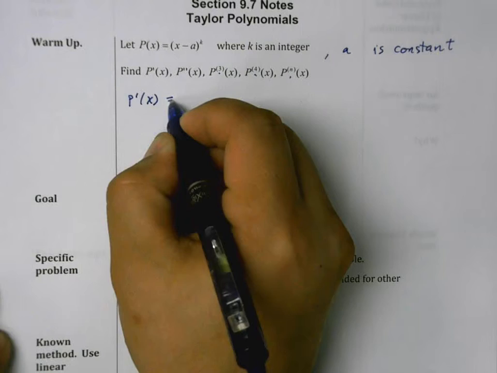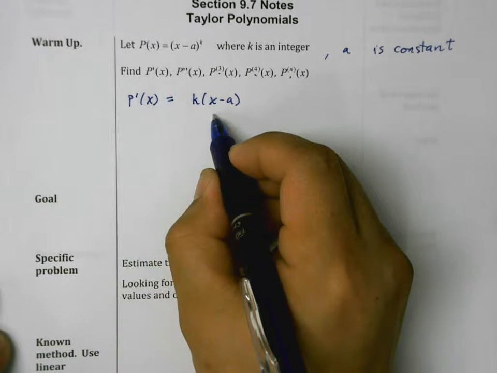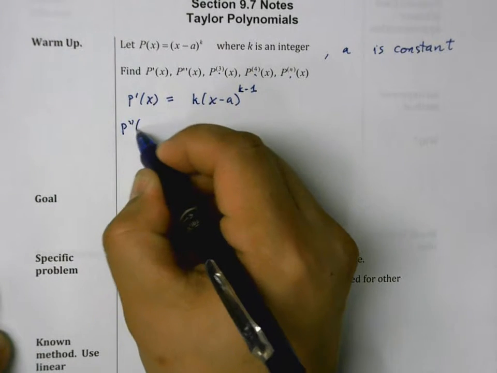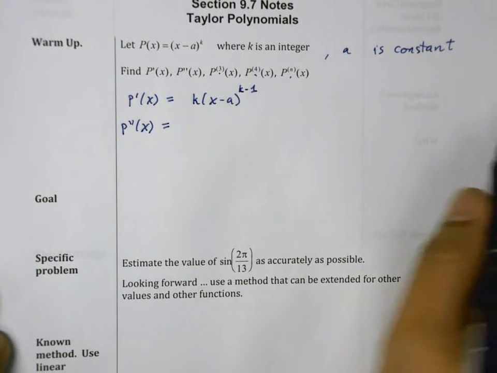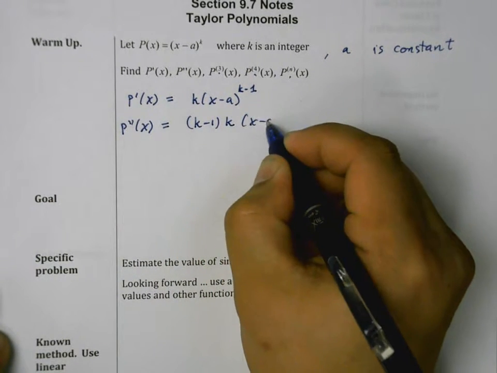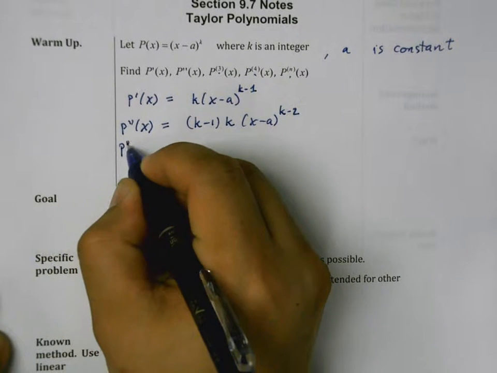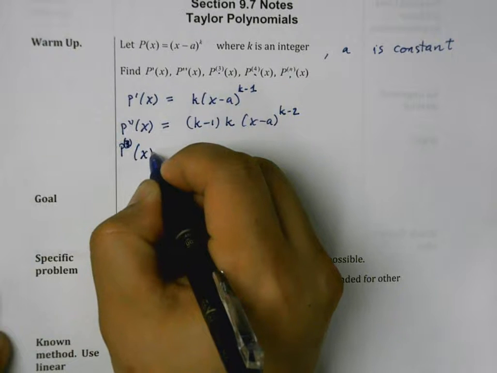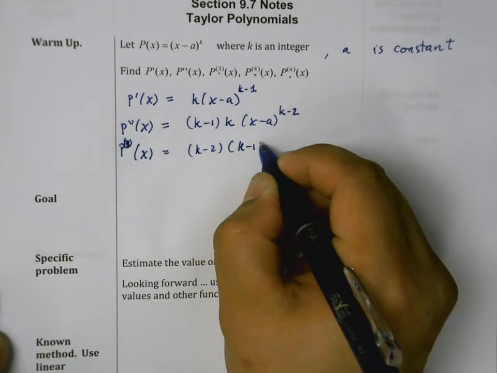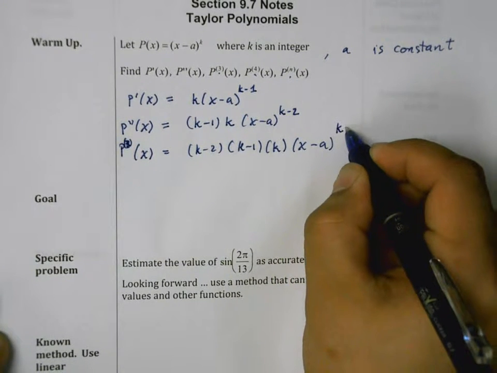So p prime, then, applying the power rule, should just be k times (x minus a) times the derivative of the inside function, which is just 1. Oh, and I forgot, this should have been k minus 1. Okay. Then p double prime, the second derivative, is the derivative of the first derivative. So this is k minus 1 times k times (x minus a) raised to the k minus 2. P triple prime is k minus 2 times k minus 1 times k times (x minus a) raised to the k minus 3.